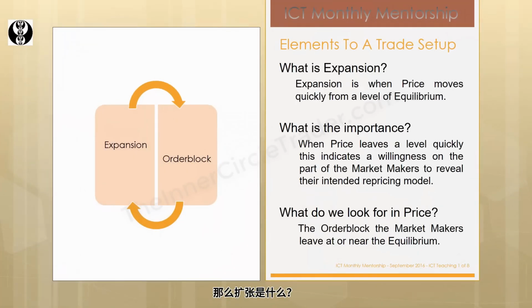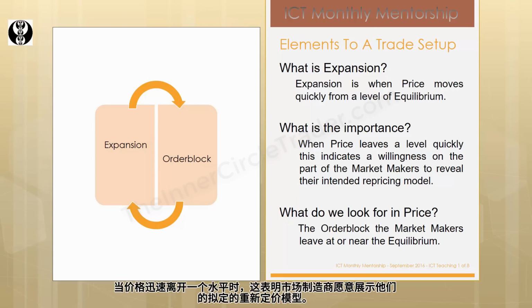Now, what is expansion? Expansion is when price moves quickly from a level of equilibrium. Expansion couples directly with the tool of an order block. Now, what's the importance of knowing expansion? Well, when price leaves a level quickly, this indicates a willingness on the part of the market makers to reveal their intended repricing model. Now, what does that mean?